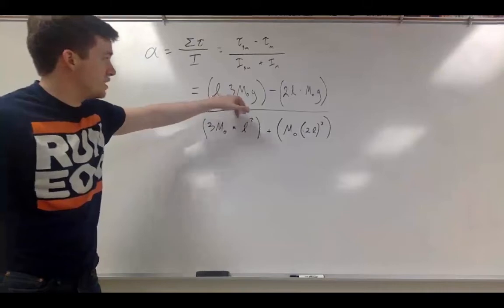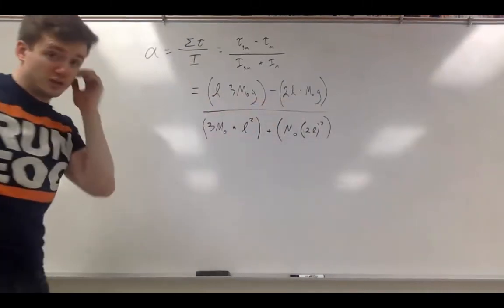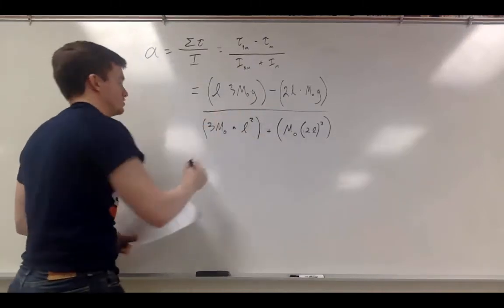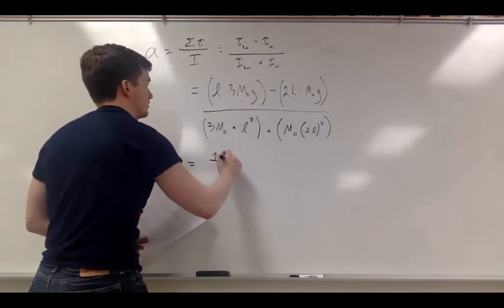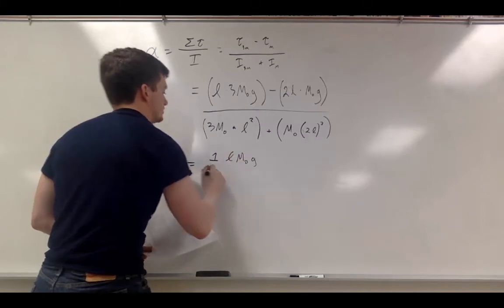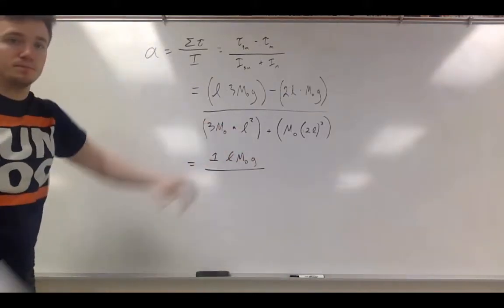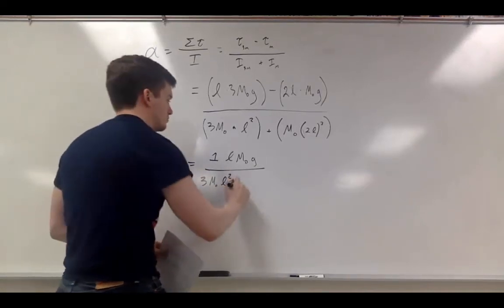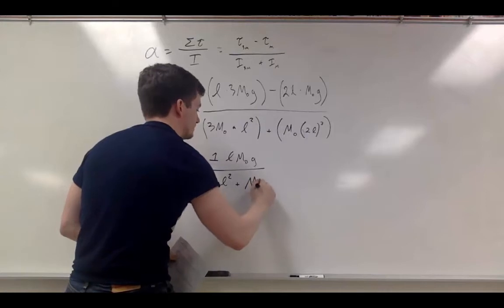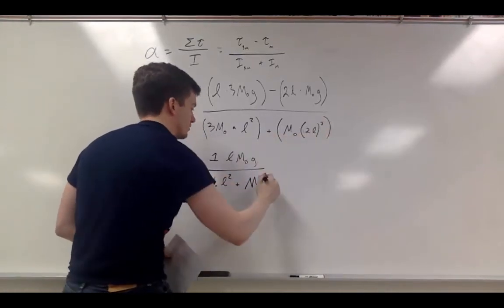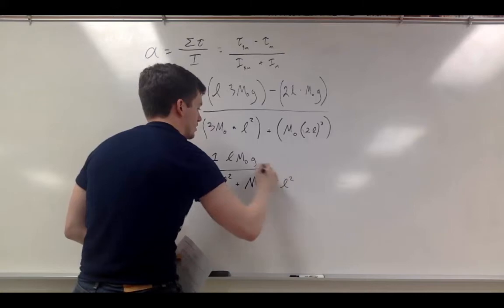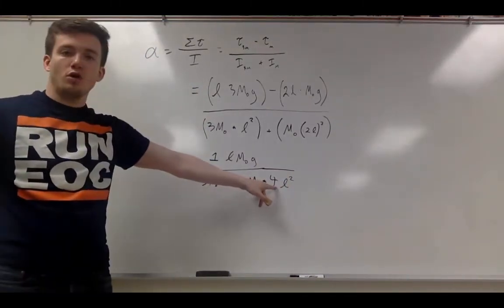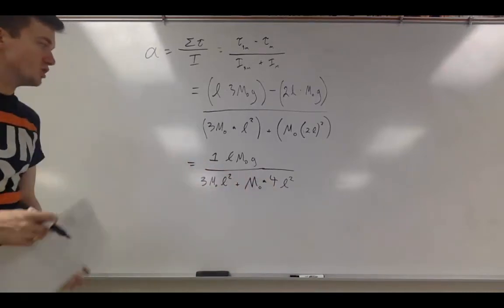We see L m naught g, L m naught g. So let's combine some like terms and realize that this top part is going to end up being just 1 L m naught g. And then down here, we have 3 m naught L squared plus just m naught times 2 squared L squared, 4 L squared. So we have 3 and 4 of the m L squared. We're going to combine those and make 7.